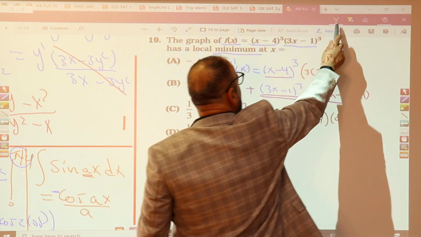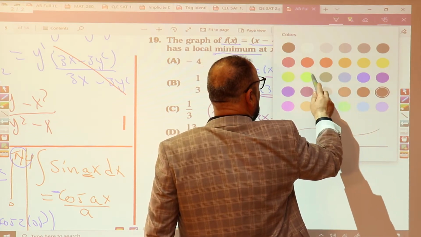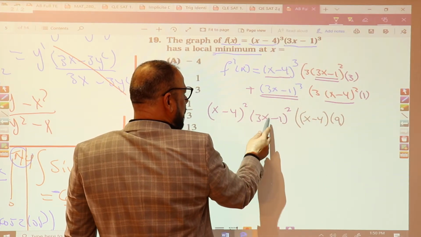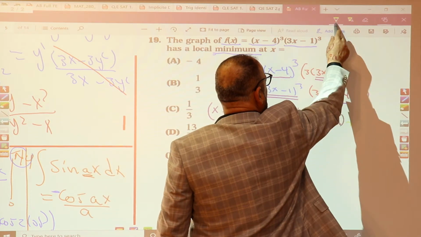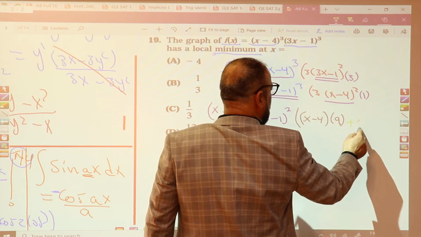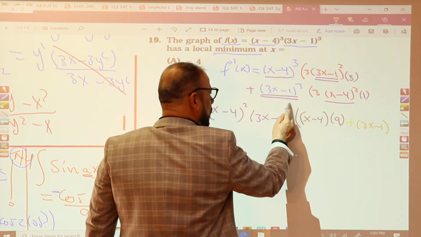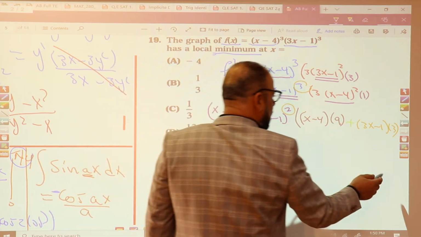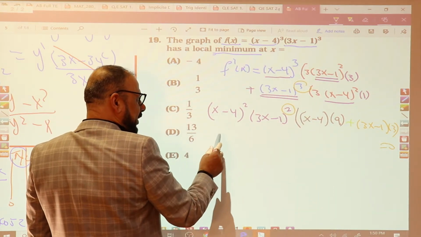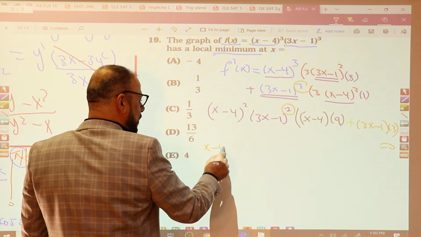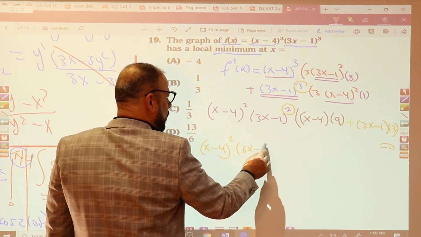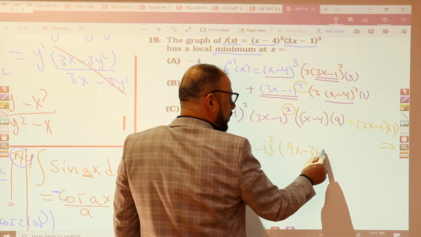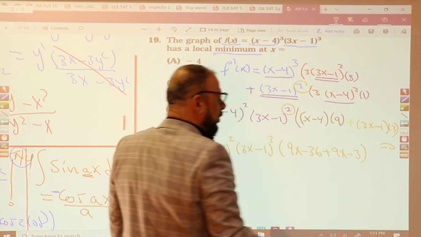A plus now. On the other side, we need only 3x minus 1, because we have a square here and a cube there, and this out, and we have only 3. All this equal to 0. We make this equal to 0. Now simplify that guy inside the brackets. X minus 4 squared, 3x minus 1 squared: 9x minus 36 plus 9x minus 3. Right?